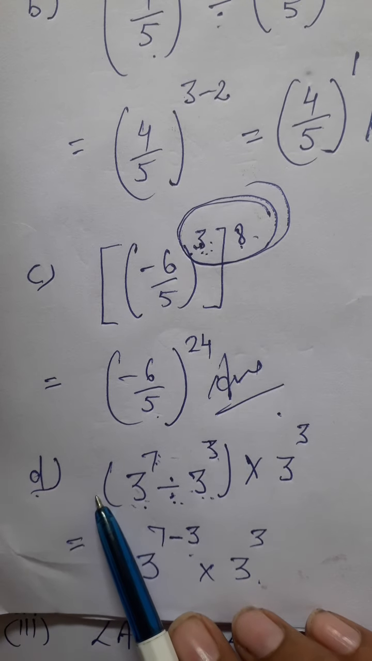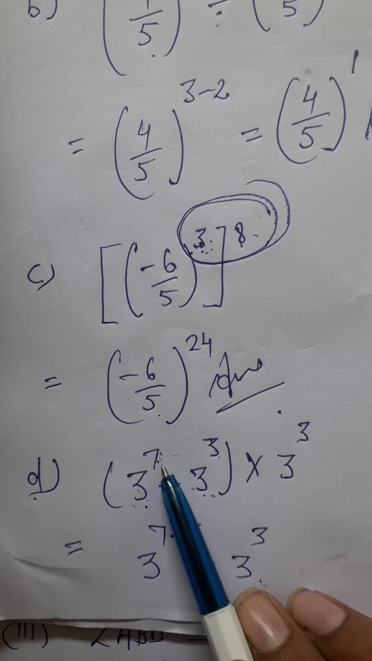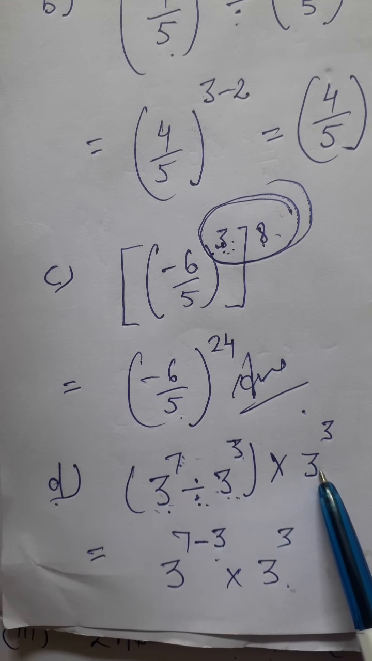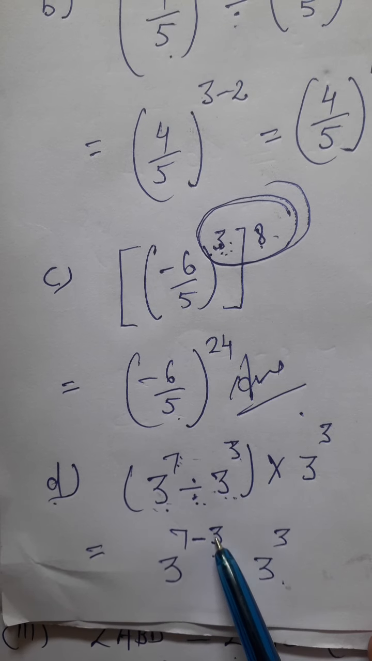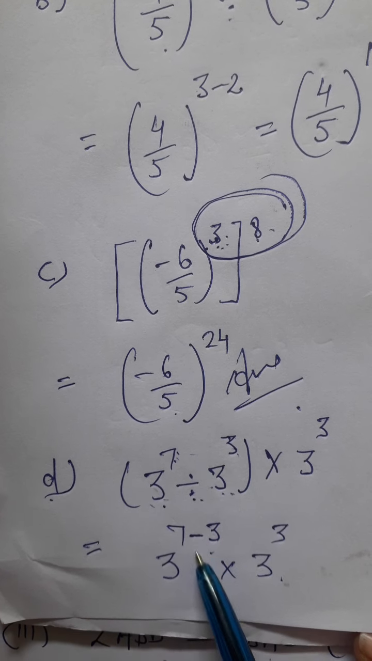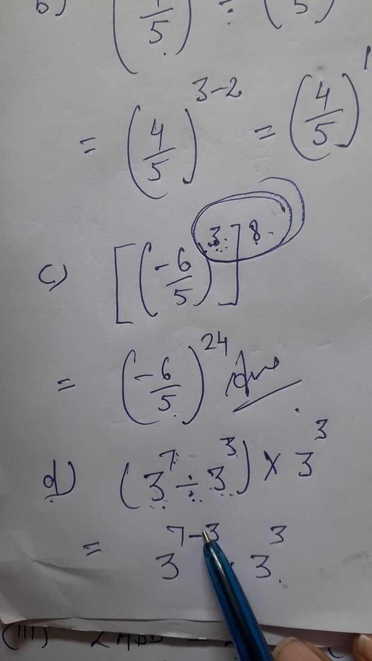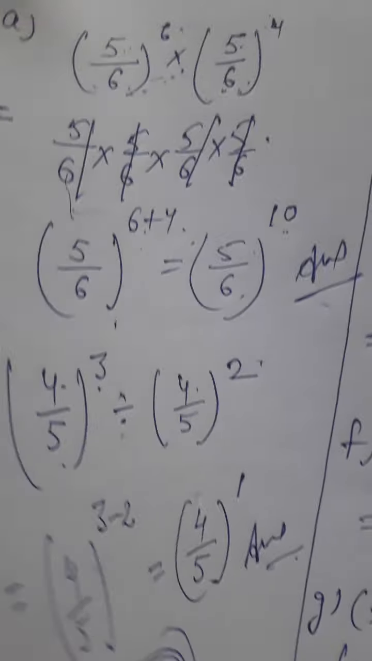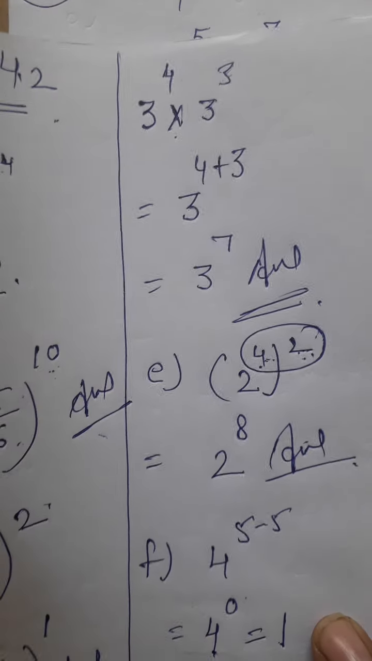In the D part, what do we have? 3 raised to 7 divided by 3 raised to 3. So all the bases are the same this time. So again we have written 7 minus 3 because the sign which is given is division. So now what will we have? 3 raised to 4, 7 minus 3 is 4, into 3 raised to 3. That we will solve here.